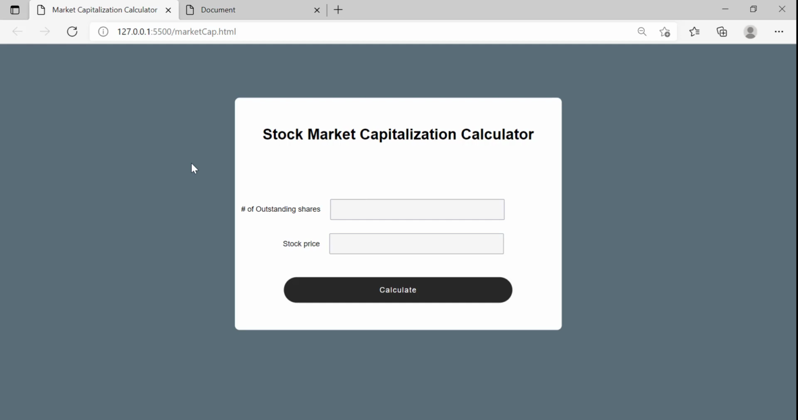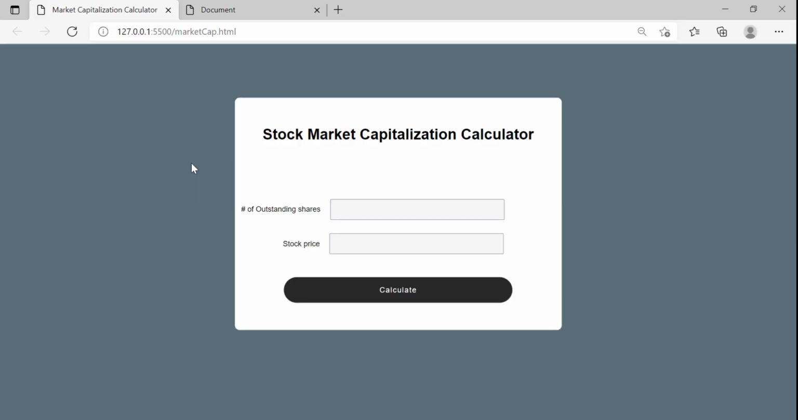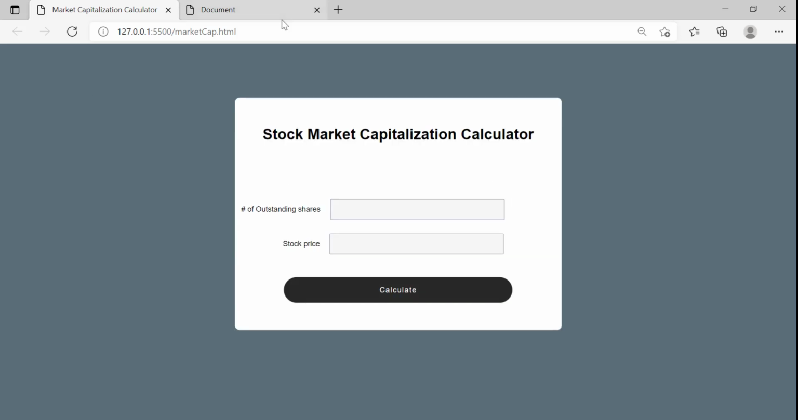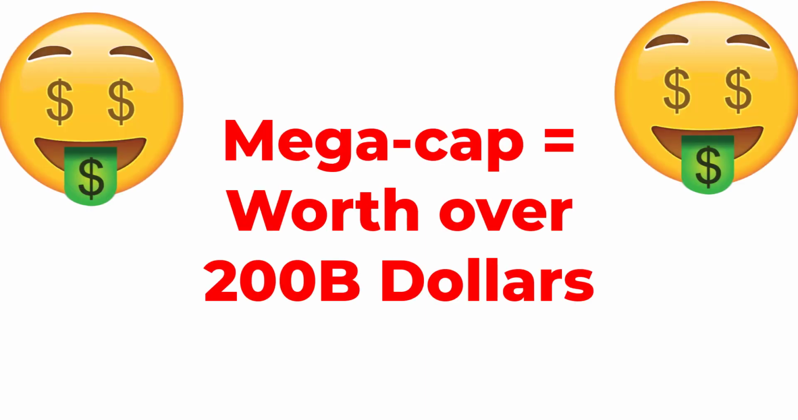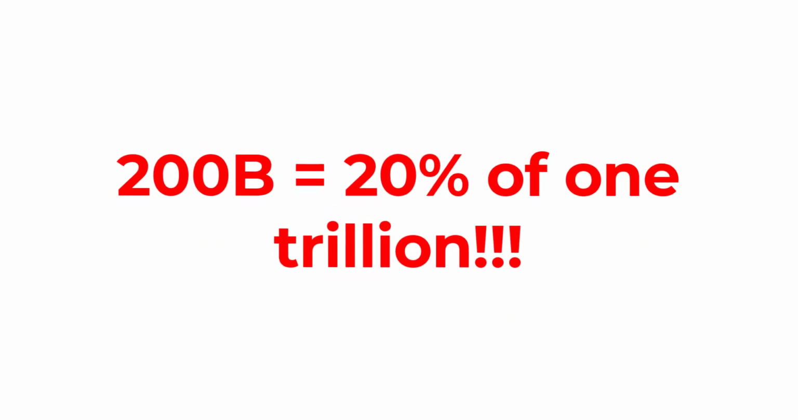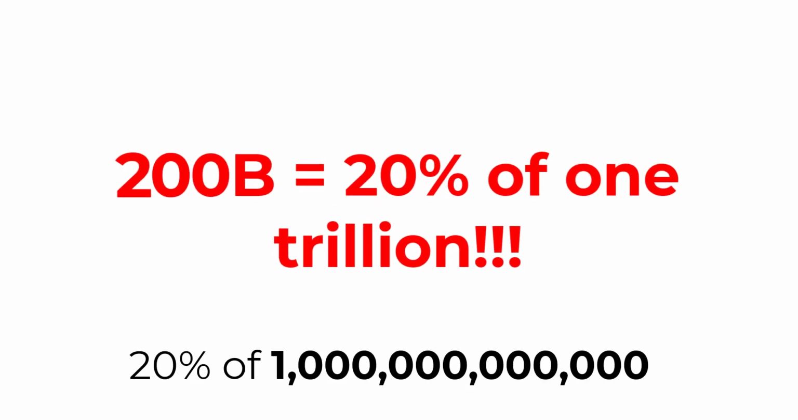Also, the stock market is usually categorized into 5 groups: mega cap, large cap, mid cap, small cap, and micro cap. Let's quickly go over each one of these categories individually. Depending on how large the market cap is, it will usually fall into one of these 5 categories. Going in descending order, if the market cap is a mega cap, this means that the company's value is worth over $200 billion. And keep in mind that $200 billion is 20% of $1 trillion, which is absolutely mind-blowing.